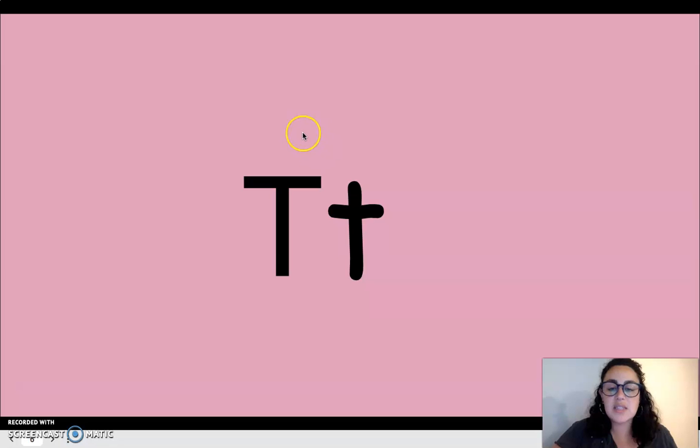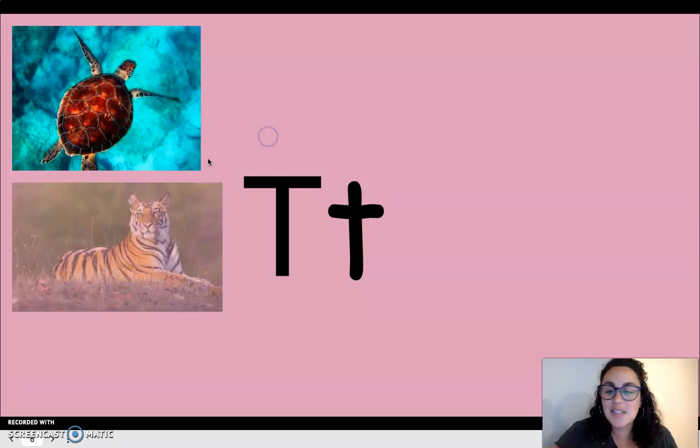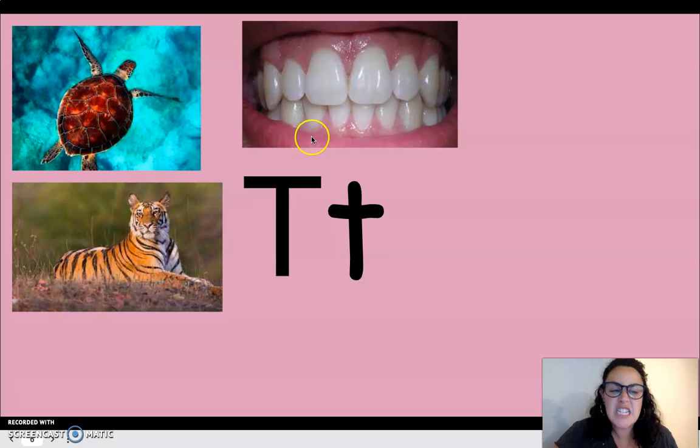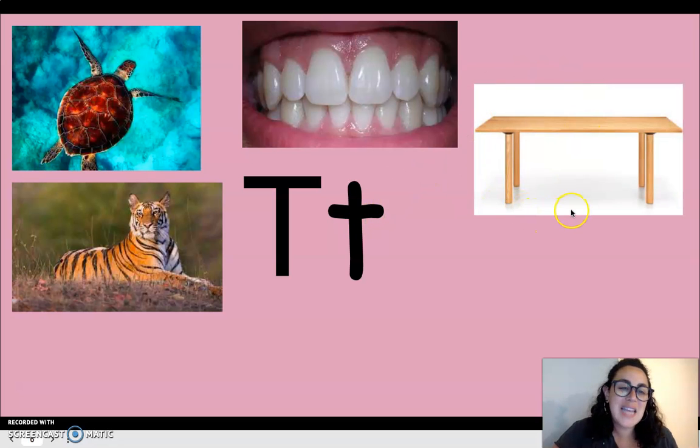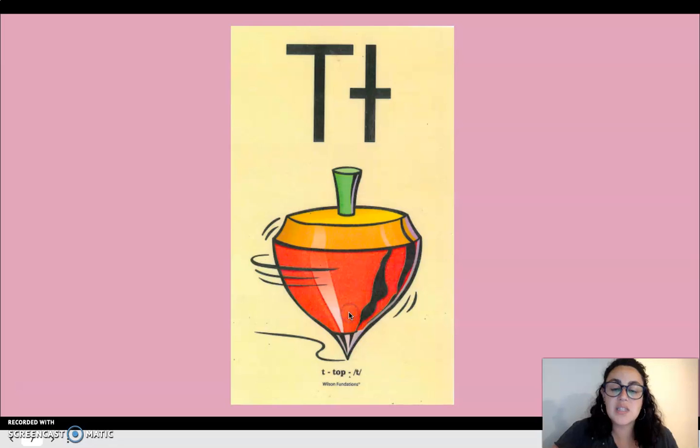So here are some things that start with the T sound, the letter T. Remember, we have our uppercase T and our lowercase t. What's this animal that starts with T? This is a turtle. What's this animal? We got a lot of animals. This is a tiger. What are these? Can you look like me? These are your teeth. That starts with T, with the letter T. A table. Some yummy tomatoes. Those all start with the letter T, the T sound.